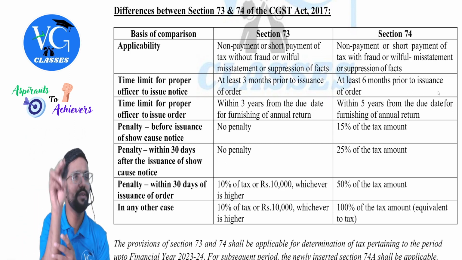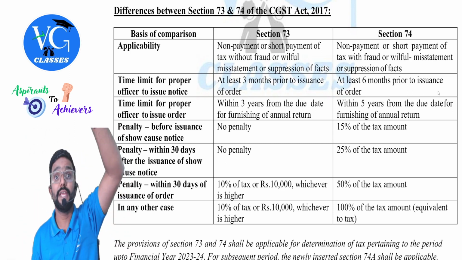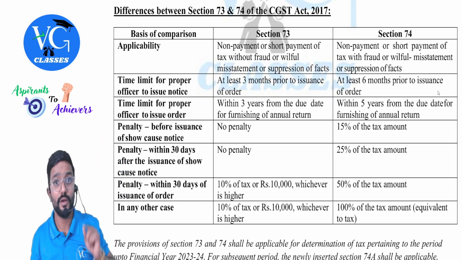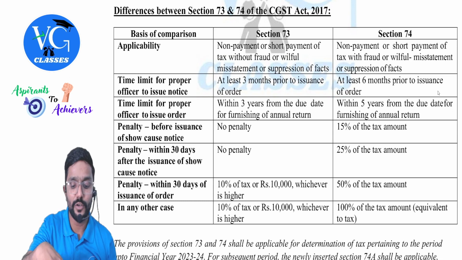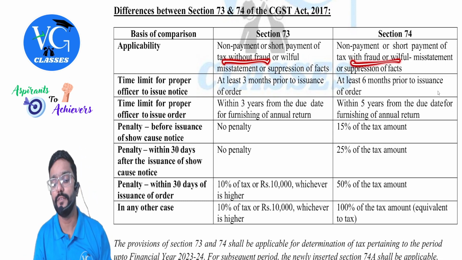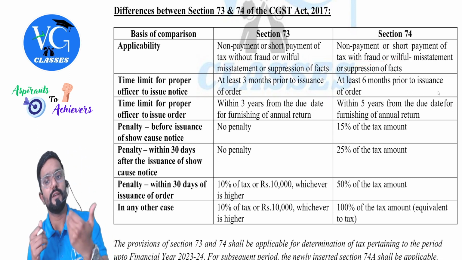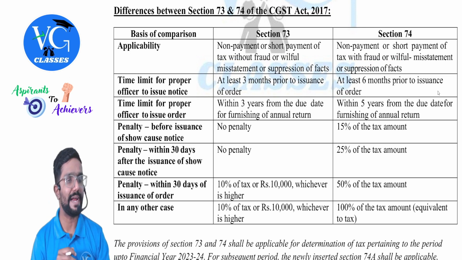Just because of space, I have given only 2. All 4 I gave no points. 1, 2, 3, 4. All 4 are covered. 74: here it was without fraud, no. Here it is with fraud, or willful misstatement or suppression of fact.